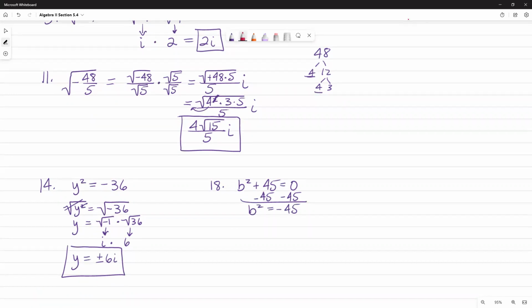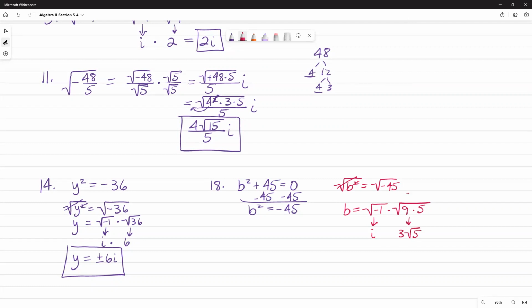Now I can use my square root property. Square root of b squared equals the square root of negative 45. These cancel out and I'm left with my variable b. And for this one, we know there's a negative 1 in there, so I'm going to take that out. We know that 45 is 9 times 5, and 9 is 3 squared, so it's a perfect square. So this becomes an i, and this becomes 3 square root of 5.